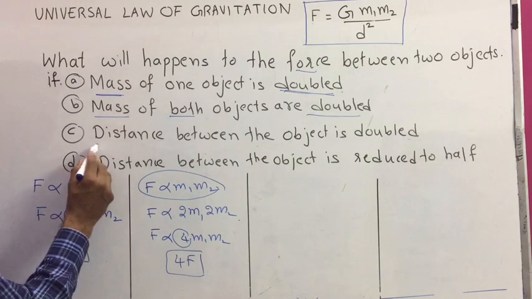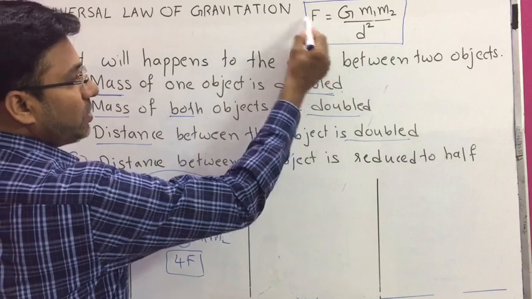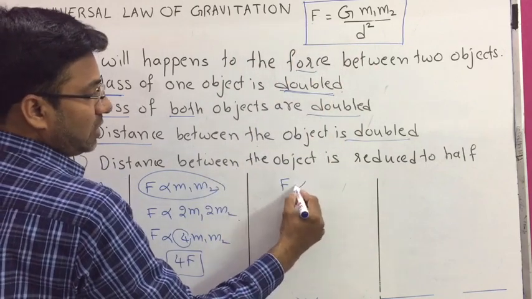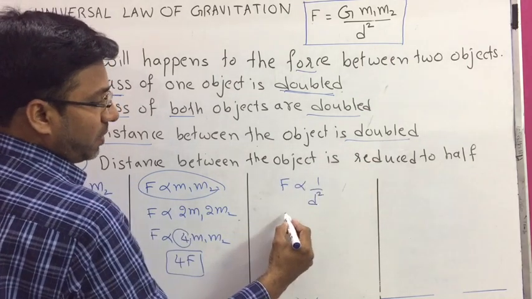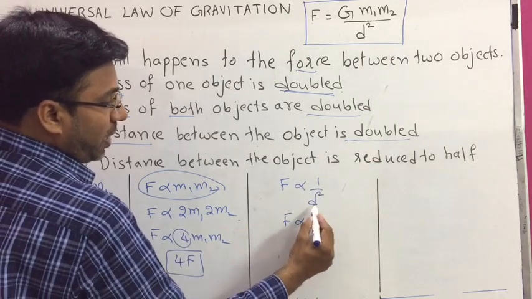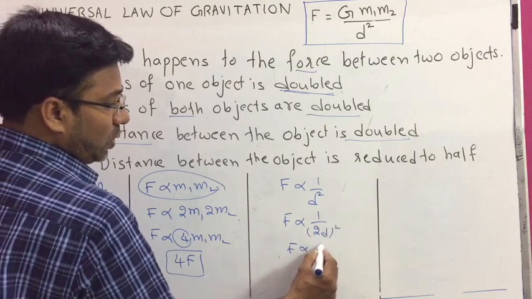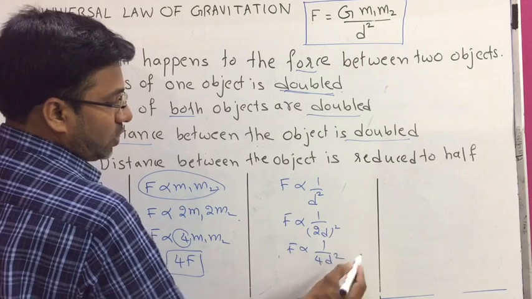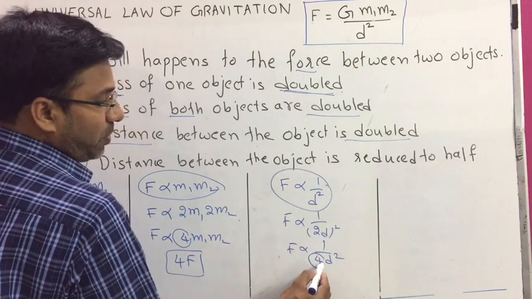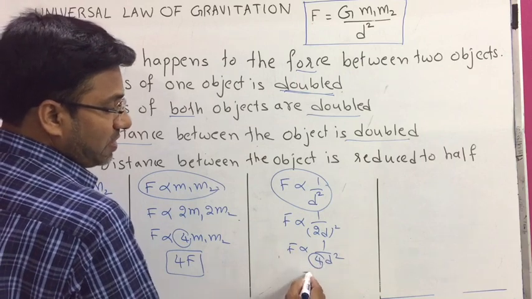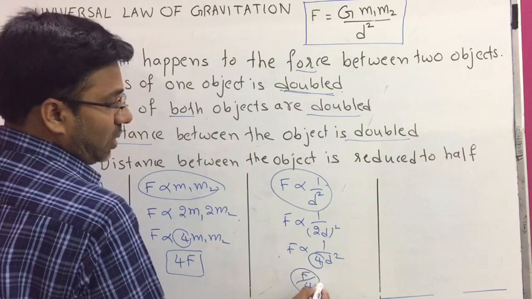Let's see the third case. Distance between the objects is doubled. Here we have to see the relation between force and distance. So force is inversely proportional to square of the distance. Now the distance is doubled. That means F proportional to 1 by, in place of d, 2d square. So F proportional to 1 by 4d square. Now compare with the first equation. Here you can see 4 in the denominator. That means the force is decreased by 4 times.